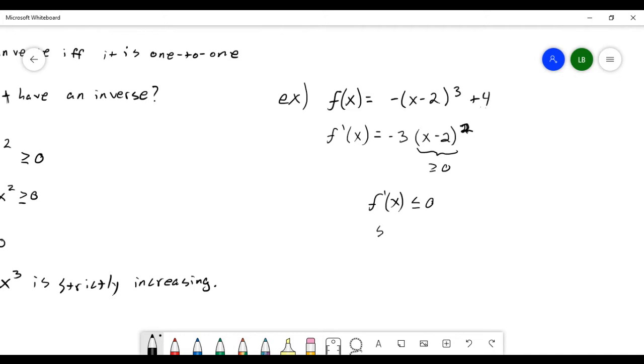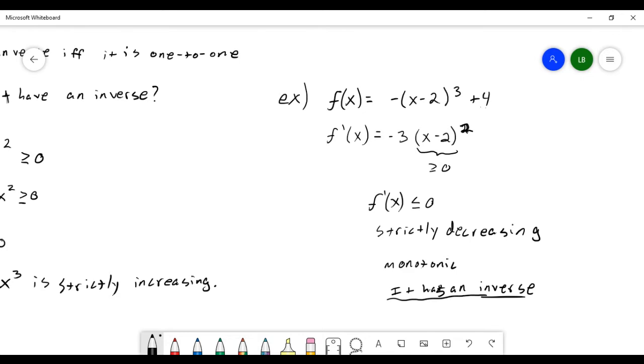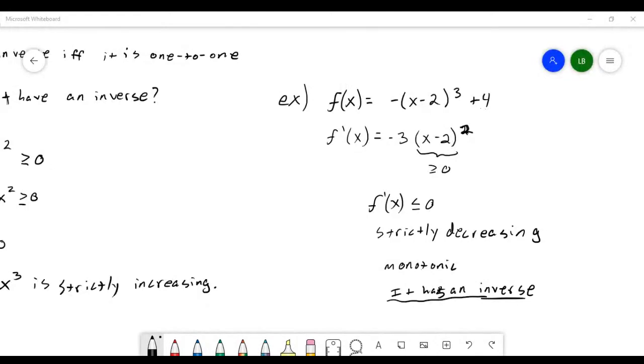So our function is strictly decreasing. Since it is strictly decreasing, we can say it is monotonic. So it has an inverse. Make sense? Cool.